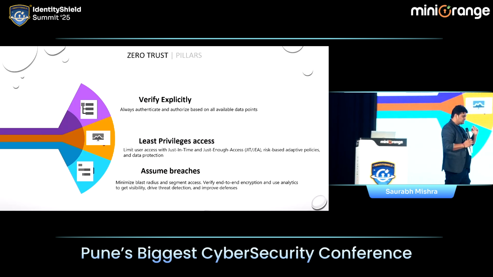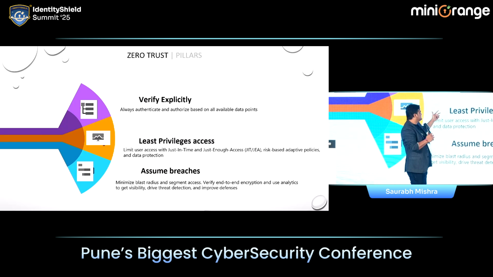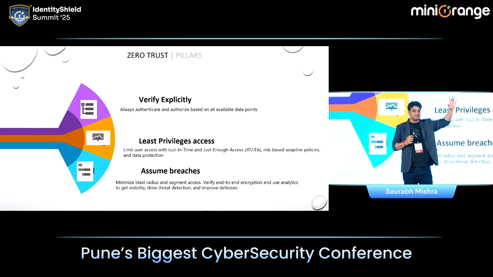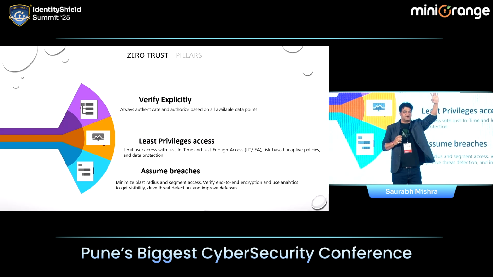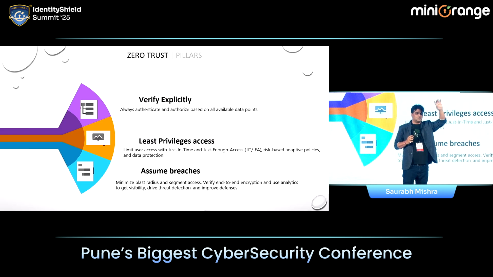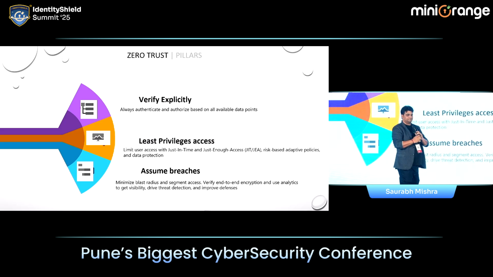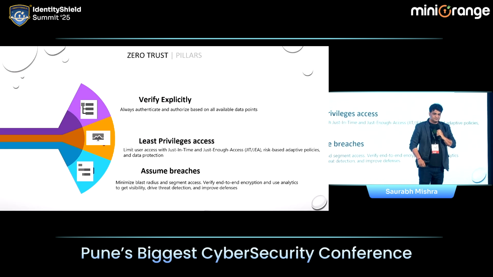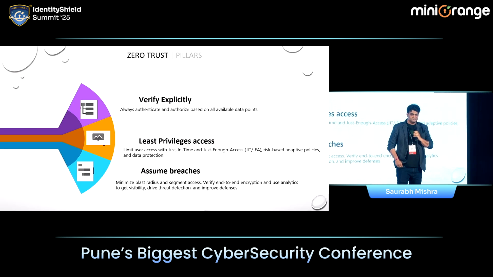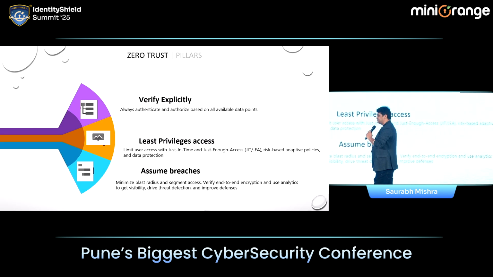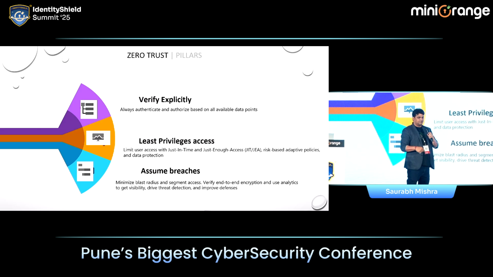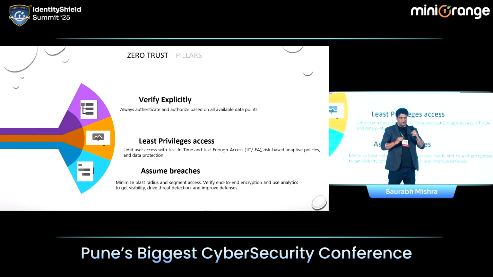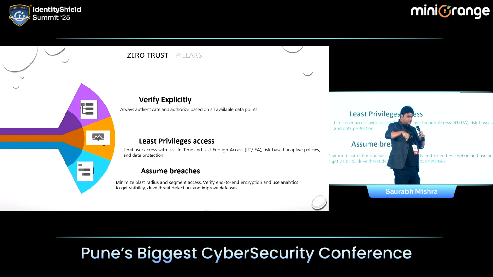So if I'm talking about the pillars of Zero Trust, these are the pillars. First of all, verify explicitly, which involves authorization and authentication. I believe everybody knows the meaning of authorization and authentication. Can anyone tell me the difference between these two? Okay, suppose I'm coming to this conference. I have the ID, I have the enrollment, so I am authenticated and authorized to enter this premises, correct?